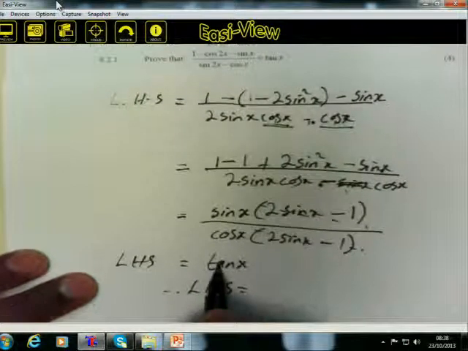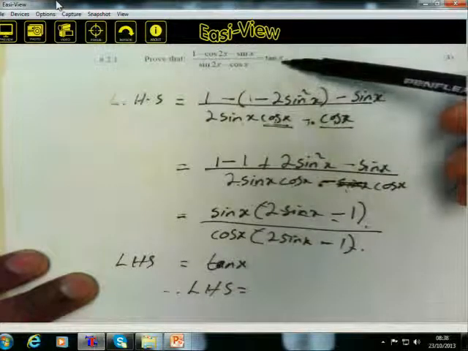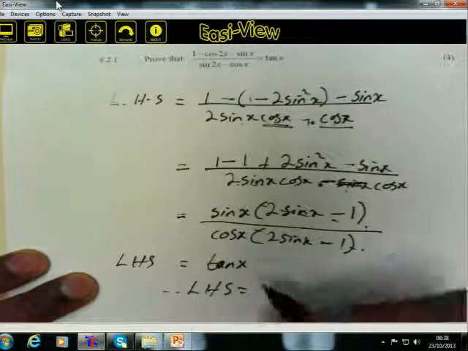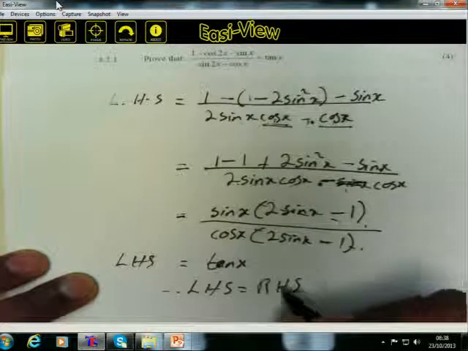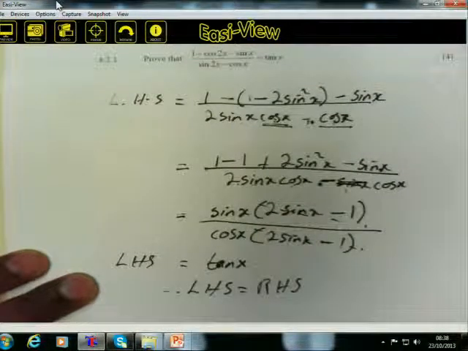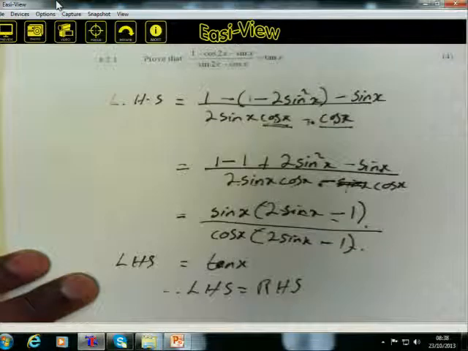Check the right-hand side. Originally the question stated this is the right-hand side. So the left-hand side will then be equal to the right-hand side. They are both equal to tan x. For 4 marks, this is how we prove that identity is true.